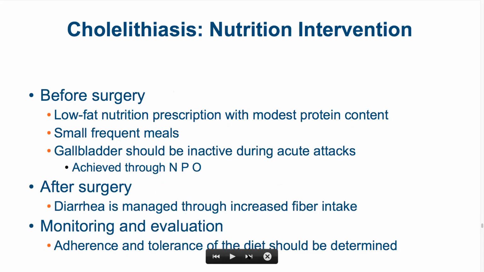Before surgery, you want a low-fat nutrition prescription with modest protein content and small, frequent meals. The gallbladder should be inactive during acute attacks, achieved through NPO, nothing by mouth. After surgery, diarrhea is managed through increased fiber intake. Monitoring and evaluation: adherence and tolerance of the diet should be determined.